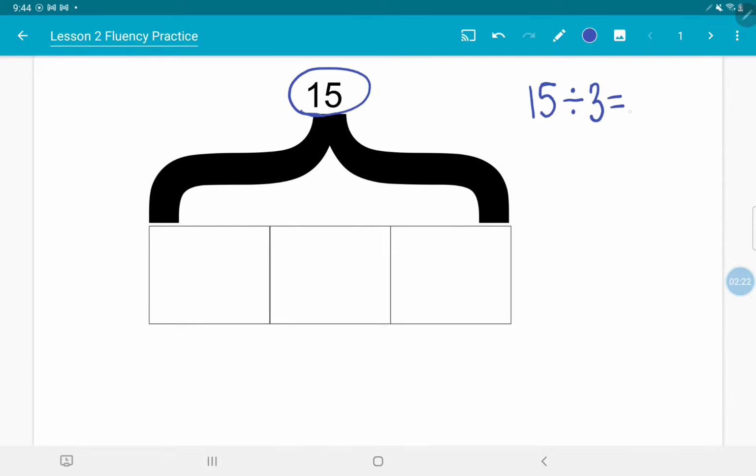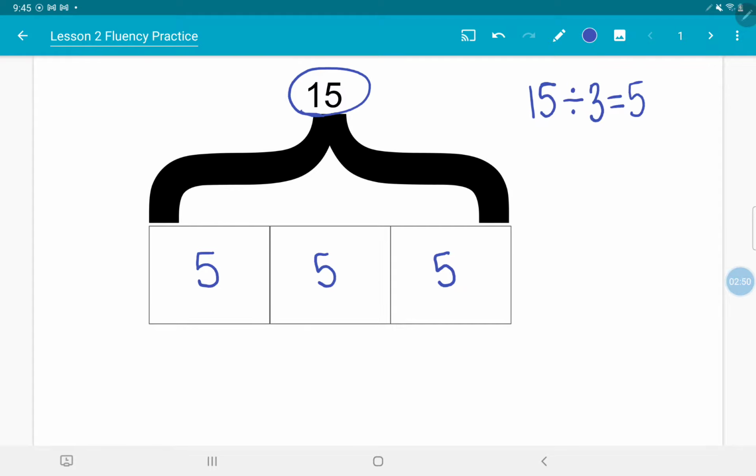What's the value of each part, Olivia? 5. How did you know that? Because 5 times 3 is 15. Exactly. 5 times 3 equals 15. So now I want you to write that multiplication sentence. Write that whole as a multiplication equation.